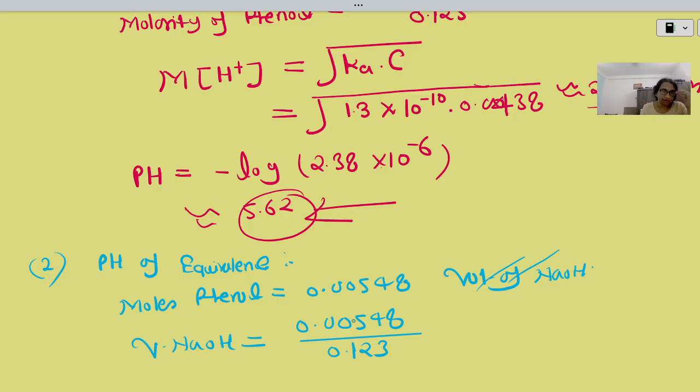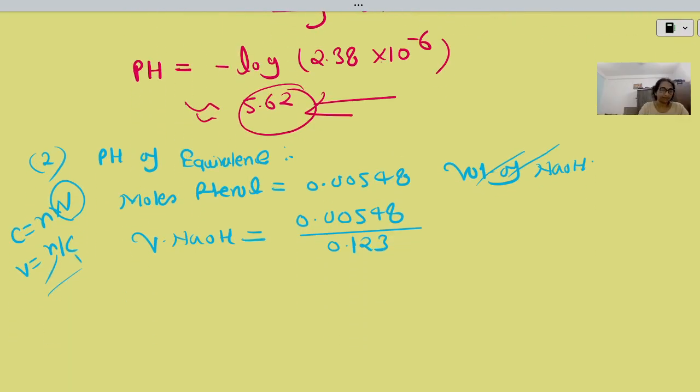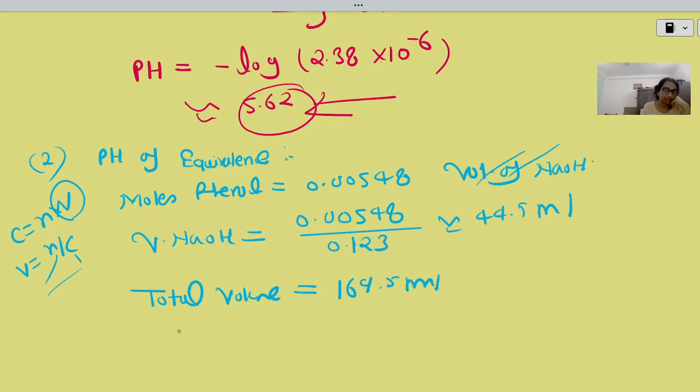It is the moles of phenol, and we can calculate using C is equal to N by V. For the volume calculation, V is equal to N by C, where C is the molarity and N is the moles. Now put the values in this formula and after the calculation you will get approximately 44.5 ml. Now the total volume is equal to 169.5 ml. Clear?